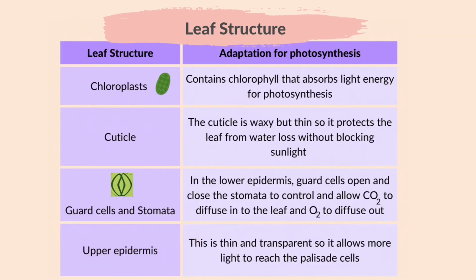Finally, let's learn how different leaf structures are adapted for photosynthesis. They have chloroplasts that contain chlorophyll that absorb light energy for photosynthesis. The leaf's cuticle is waxy but thin, so it protects the leaf from water loss without blocking sunlight. In the lower epidermis, guard cells open and close the stomata to control and allow carbon dioxide to diffuse into the leaf and oxygen to diffuse out. The upper epidermis is thin and transparent, so it allows more light to reach the palisade cells.